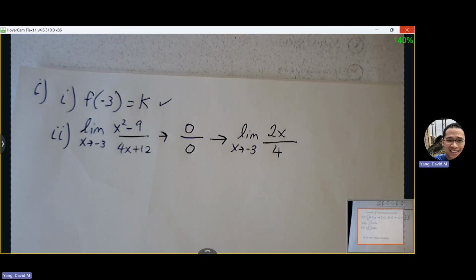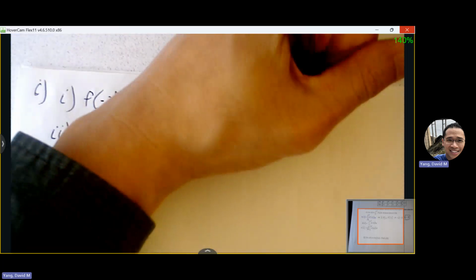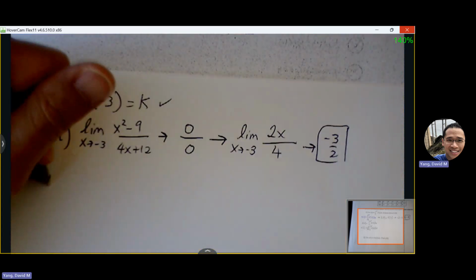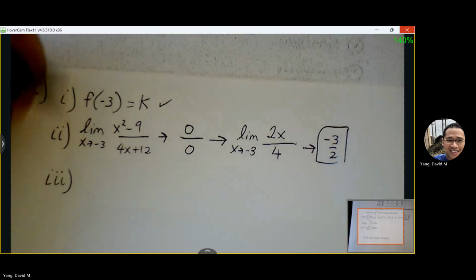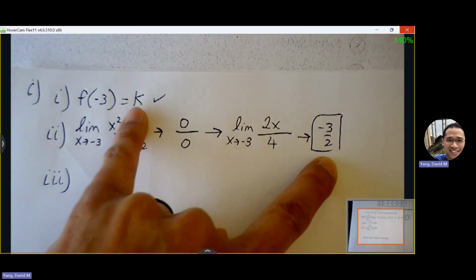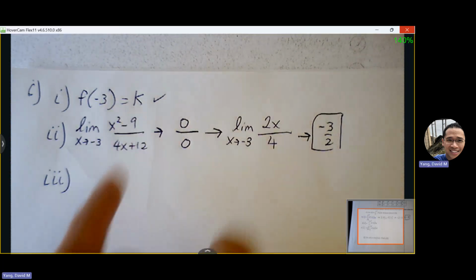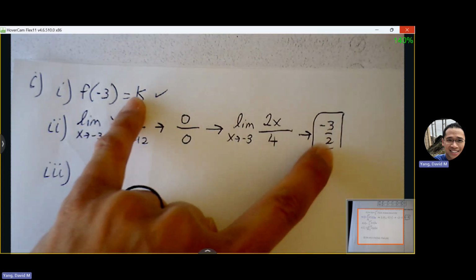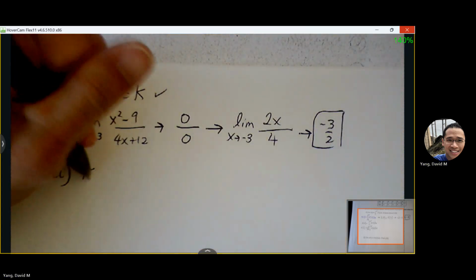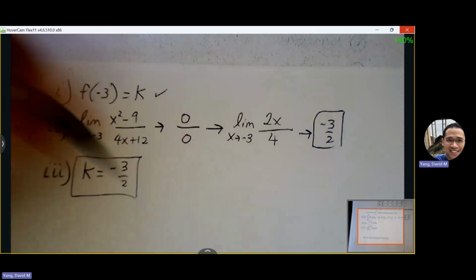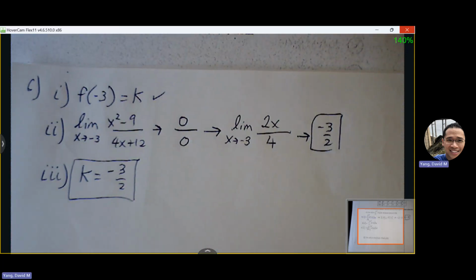Reevaluate, we get -6 over 4, which is -3 halves. So the limit is -3 halves. We keep going. Third condition: do they agree? Well, we're trying to solve for k so that the function is continuous. So the function is going to be continuous, these have to agree, which means k must be equal to -3 halves. So we're able to solve for k without really trying because we're just walking through our conditions.